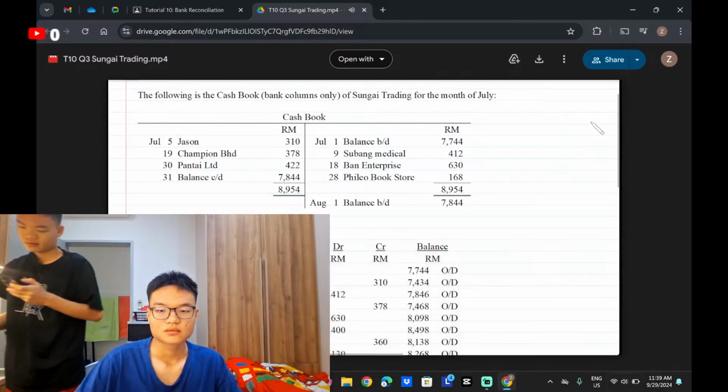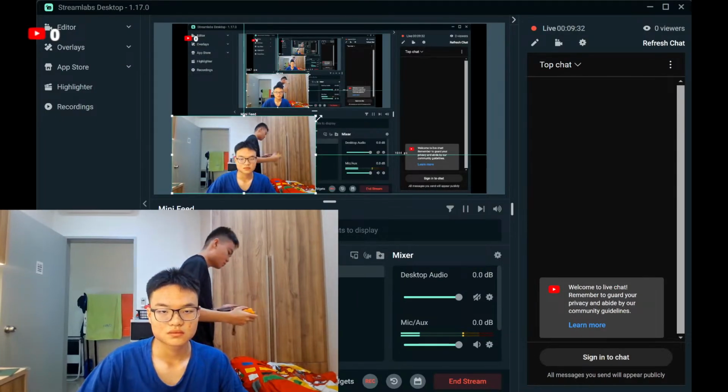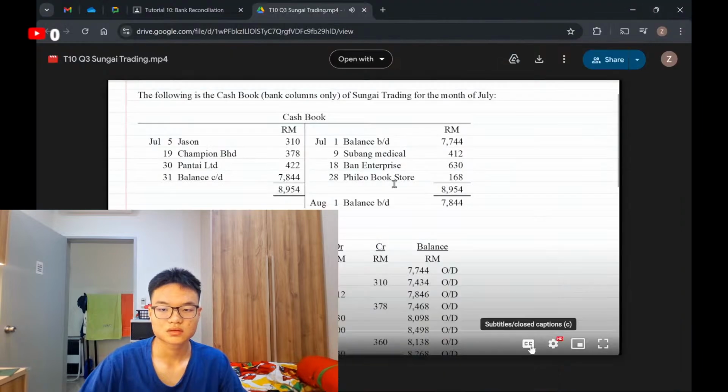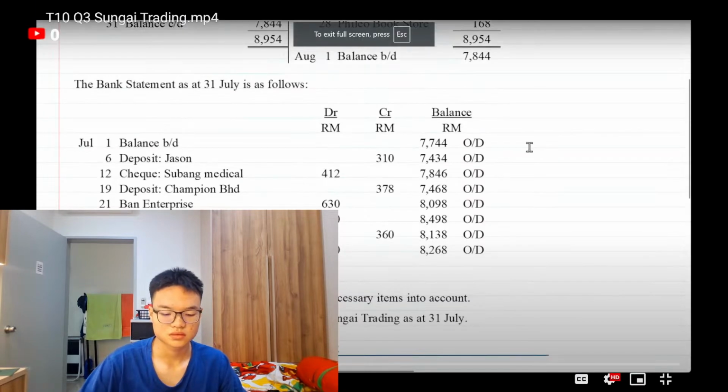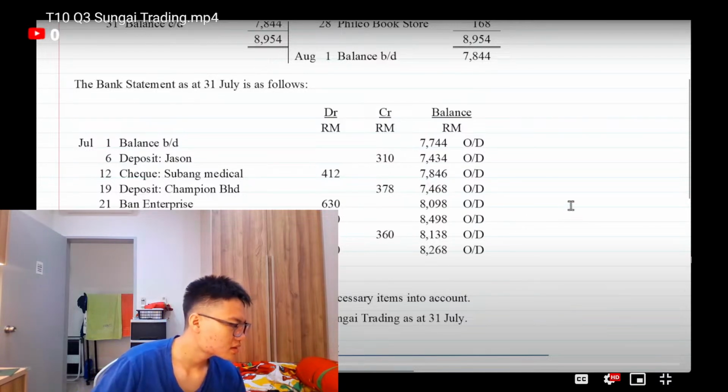The following is the cash book bank column summary of Sungai Trading for the month of July. So this is a cash book bank column showing you the transactions recorded in July. You also have the bank statement as at 31 July as follows. This shows all the transactions in July also. Required: write up the cash book up to date, take the necessary items to the ledger account, and draw up a bank reconciliation statement for Sungai Trading as at 31 July.